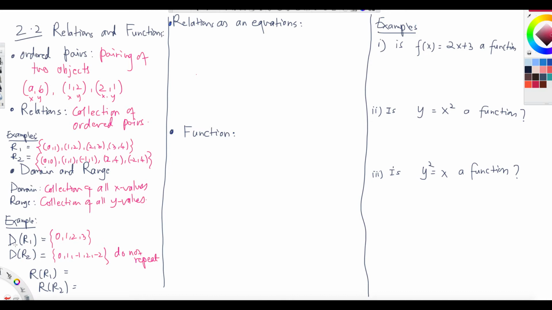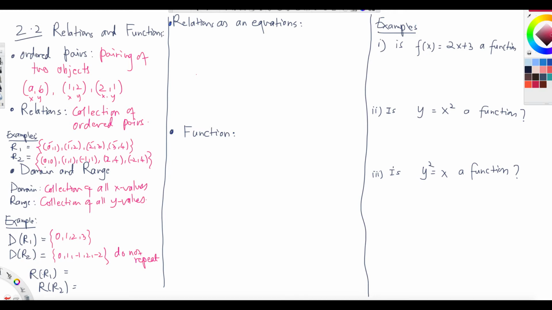Okay, so here the domain of relation R1 is 0, 1, 2, 3, because we are just picking the first component only. And the domain of relation R2 is also the x component only. You collect that, separate by commas, and enclose by curly braces. How about the range? For the domain you write D, and then inside the parenthesis R1, and then domain of R2.